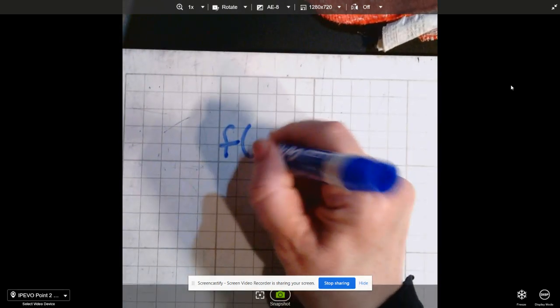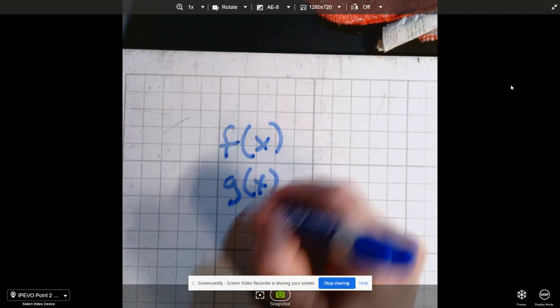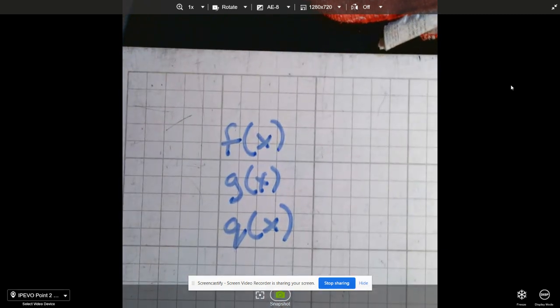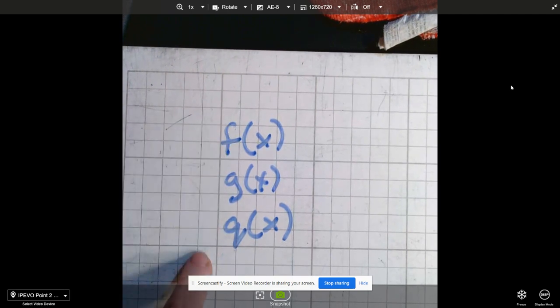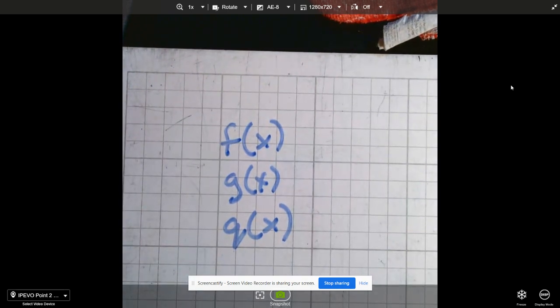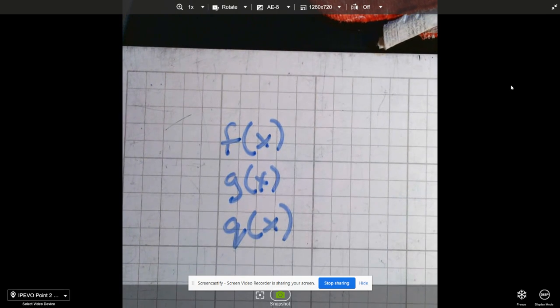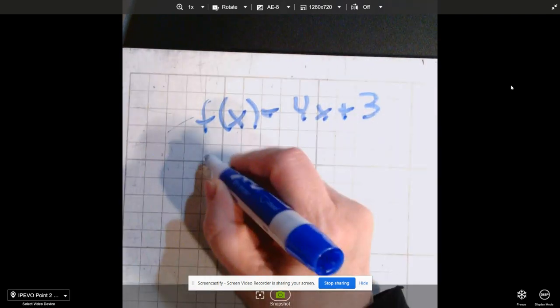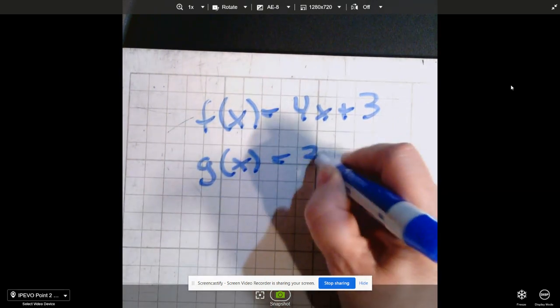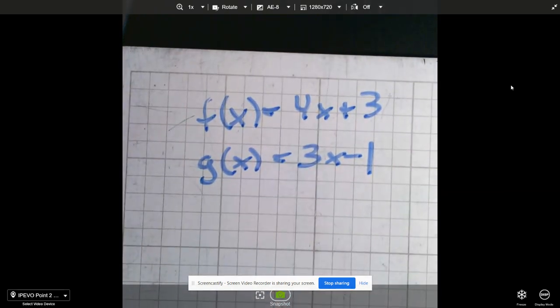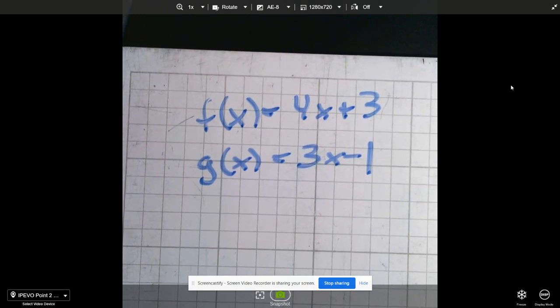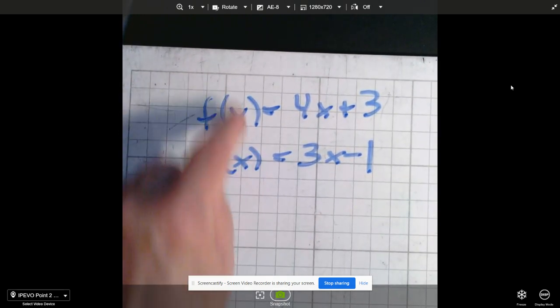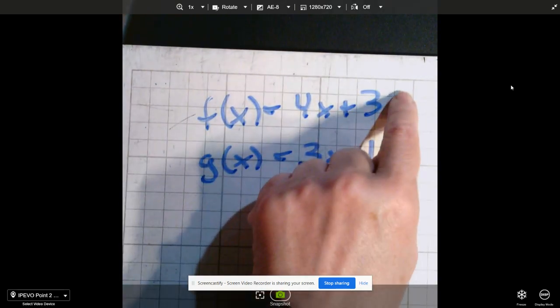Now, when you have this, you could have f of x, you could have g of x, you could have q of x, right? It doesn't really matter what letter you put in front here. It could really be anything. And so this would just tell you that these are different functions. So in the example, it says, given the functions f of x equals 4x plus 3 and g of x equals 3x minus 1, find an input value that'll give you the same output. So they're saying, find a value of x that will make these two equal.